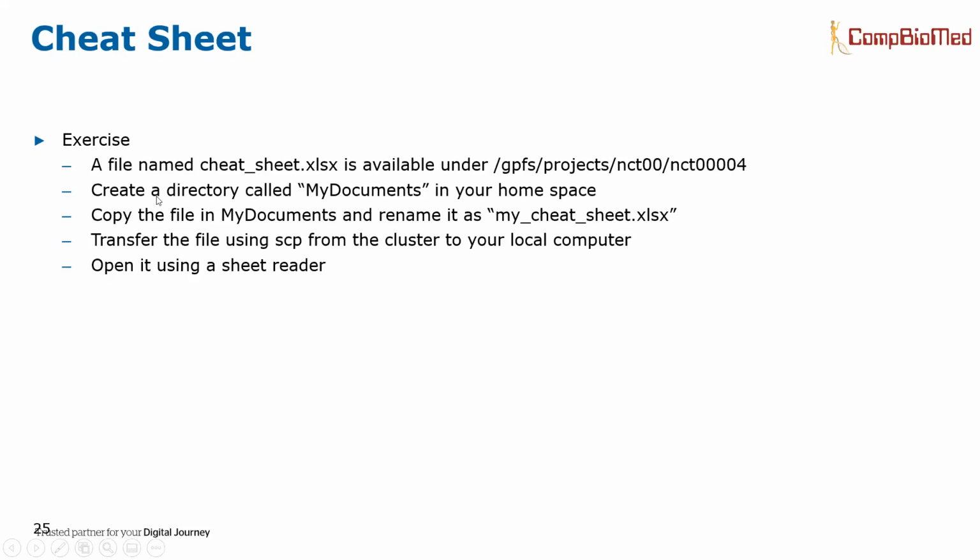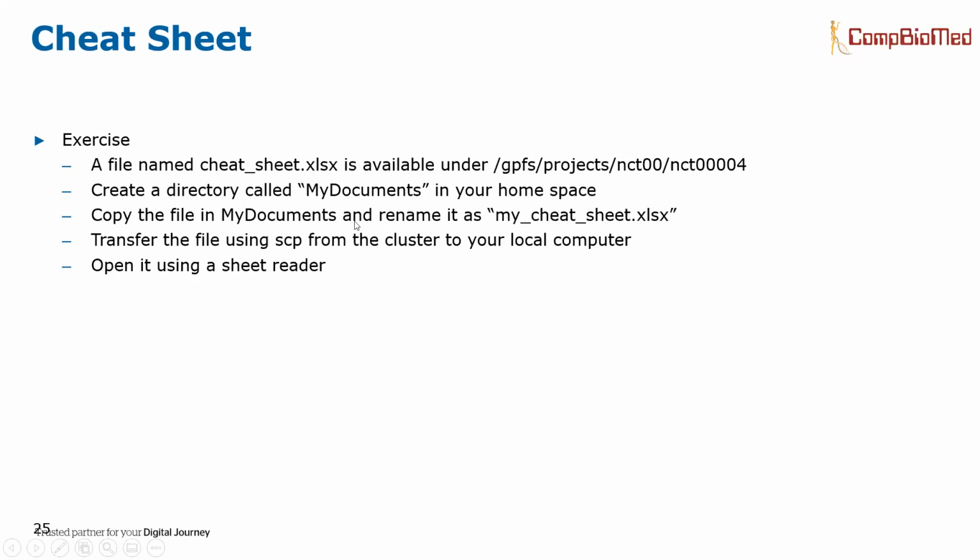I need you to create a directory in your home space, which you can call however you want. You can call it my documents, or however, feel free to choose any name. And I want you to copy the cheat sheet file, it is an Excel file, into your new directory, and change its name to my cheat sheet.xls.